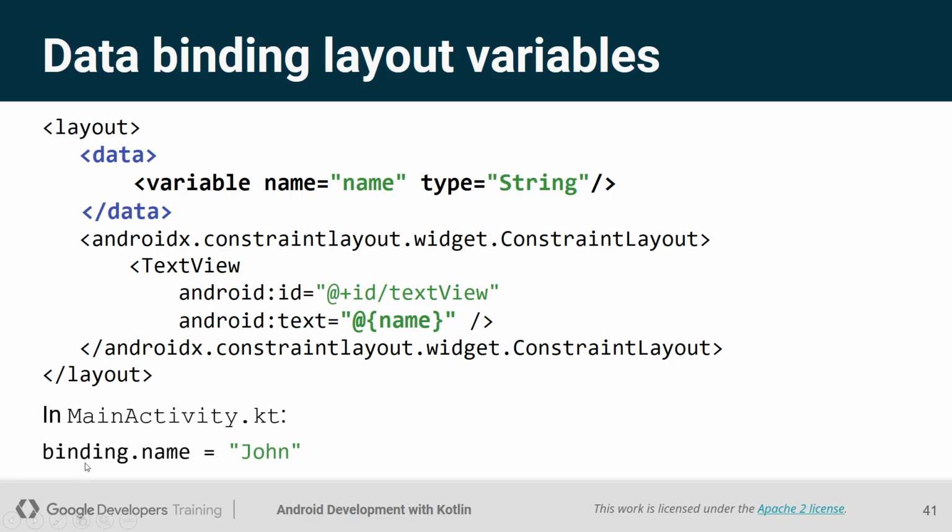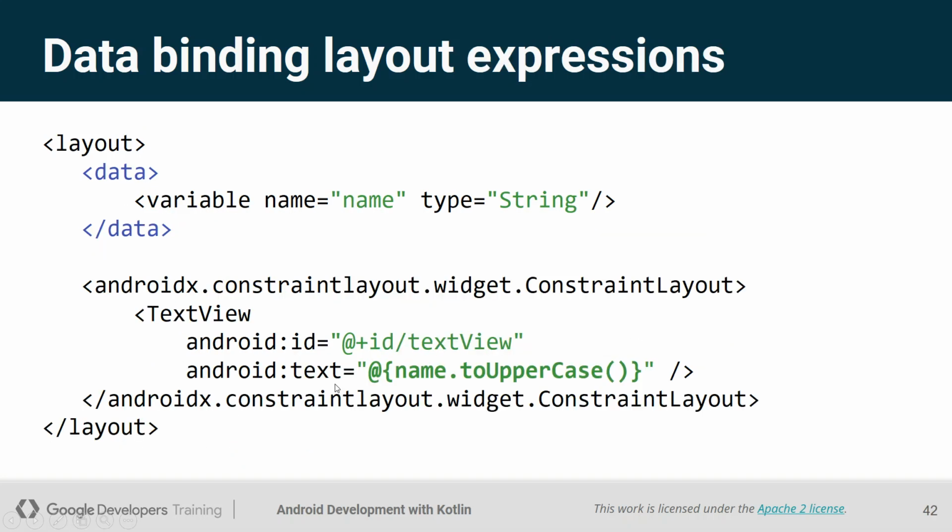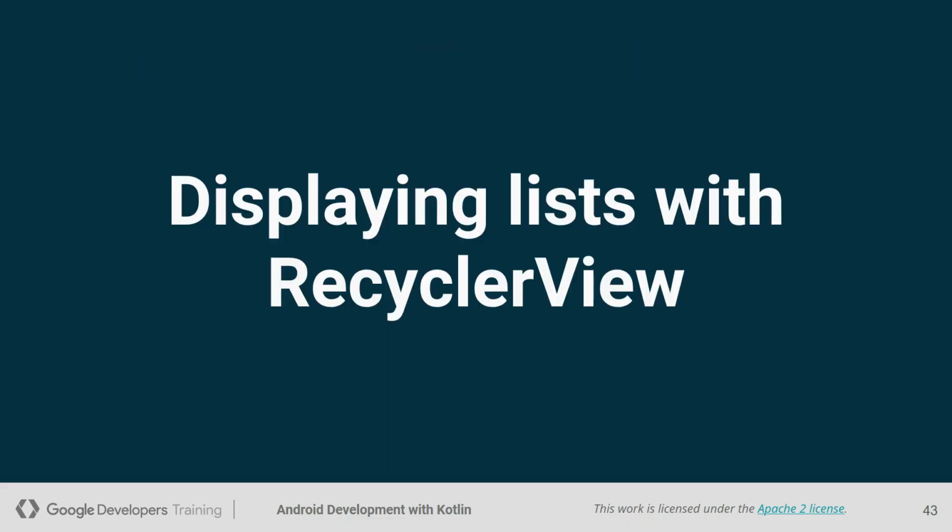Then you can bind here the name to be either John or another name, so it will display the name that you have defined. So that is data binding and replacing the values. So how do you display lists with the recycler views?